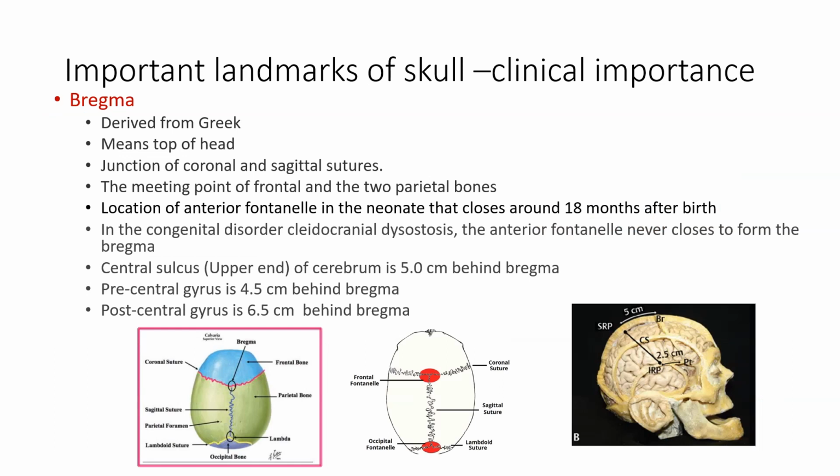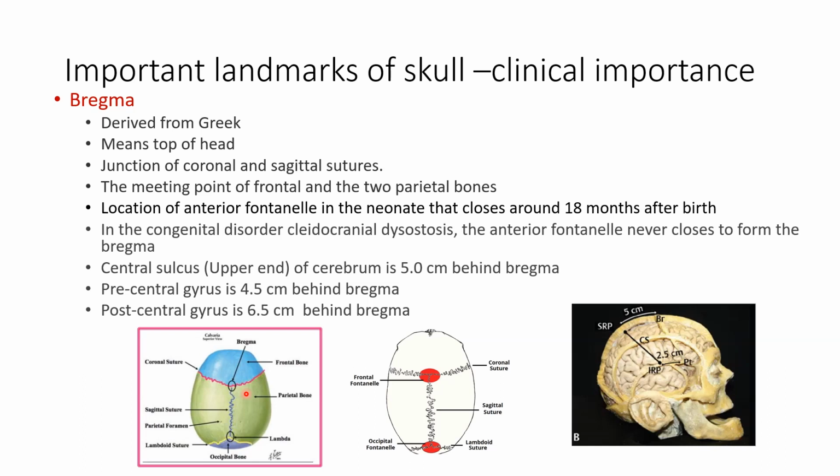The other landmark is the Bregma. The word is derived from Greek, which means top of head, and it is at the junction of the coronal and sagittal suture. So this is the coronal suture and this is the sagittal suture. The Bregma is the place where the frontal and two parietal bones meet, and this is the location of anterior fontanelle in the neonate, which closes around 18 months after birth.